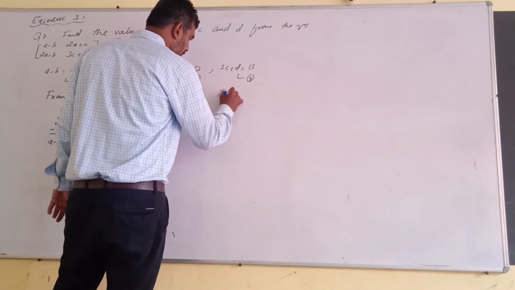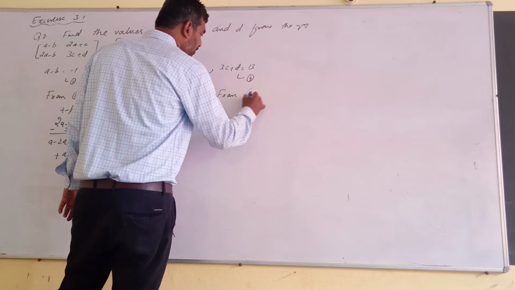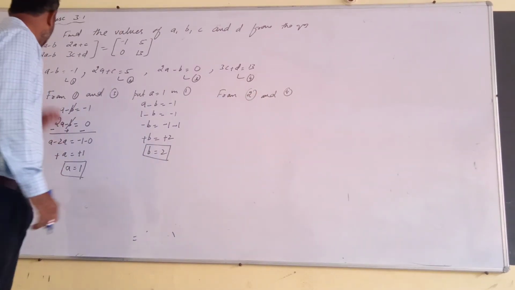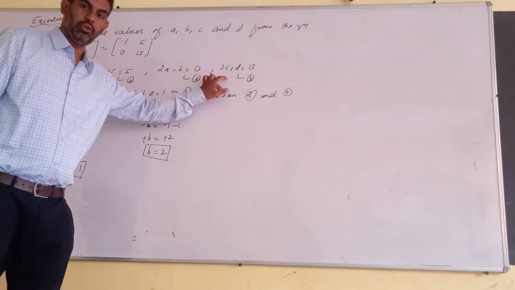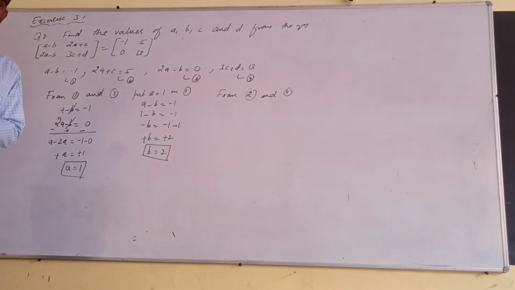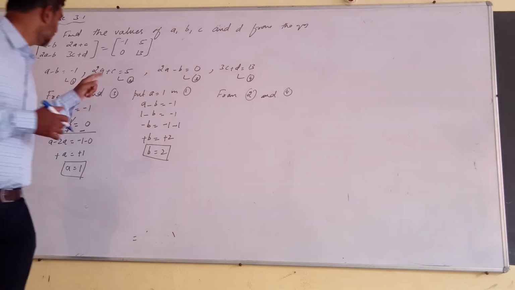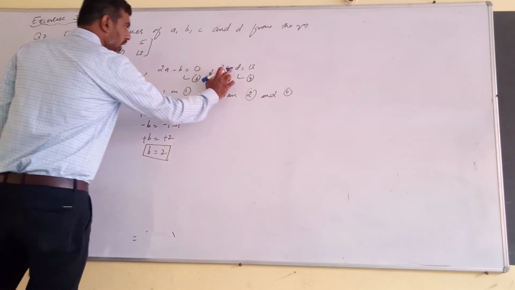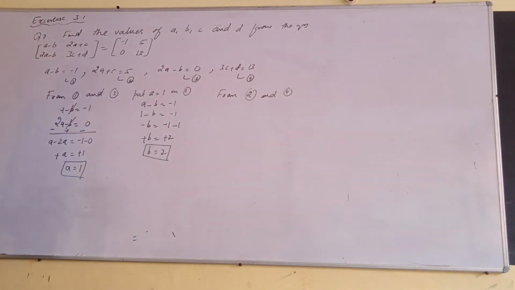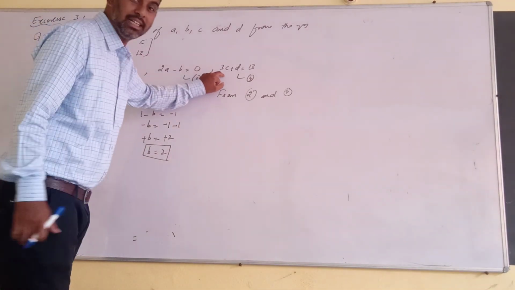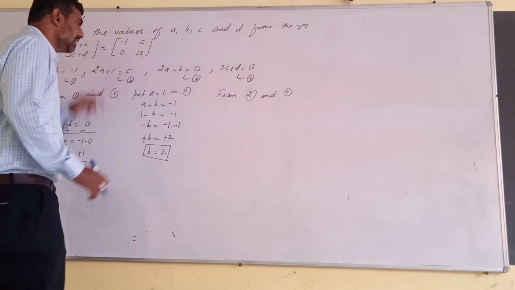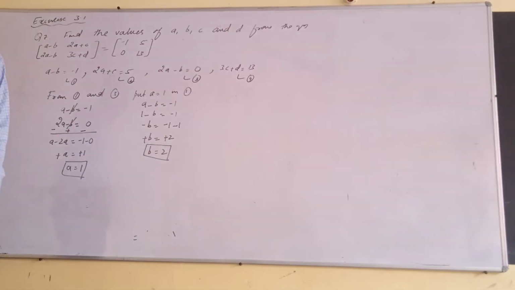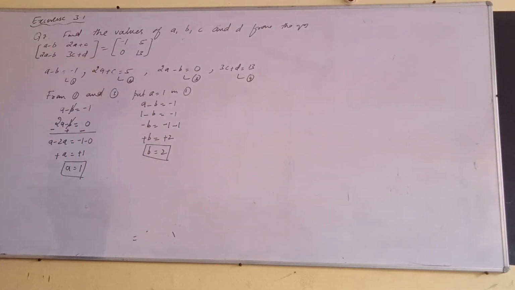Now from 2 and 4. Like 1 and 2, 2 and 4. Which of the values are we getting? If you observe, students, A is not present. C, yes, C is present. But here it is D, here it is A. So once again, we cannot solve equations 2 and 4. Like 1 and 2, we cannot solve 2 and 4.